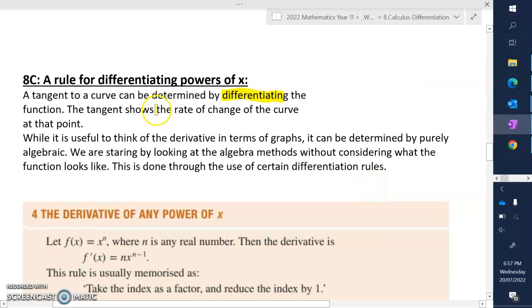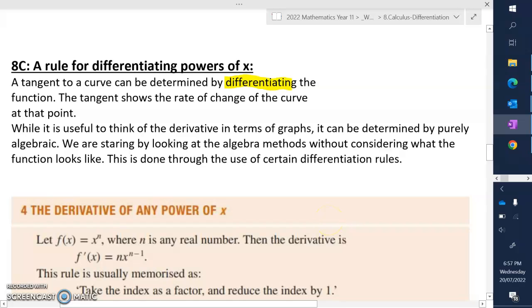The tangent shows the rate of change of the curve at that point. Now, we haven't looked at what that rate of change means yet. We're going to get to that, and we'll look at it over and over again, so you don't need to worry about that too much to start with. A tangent to a curve can be determined by differentiating the function.